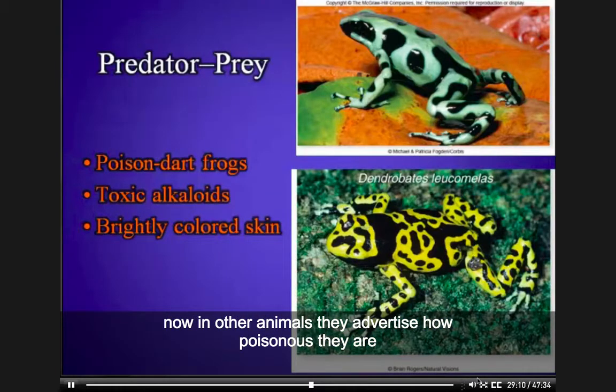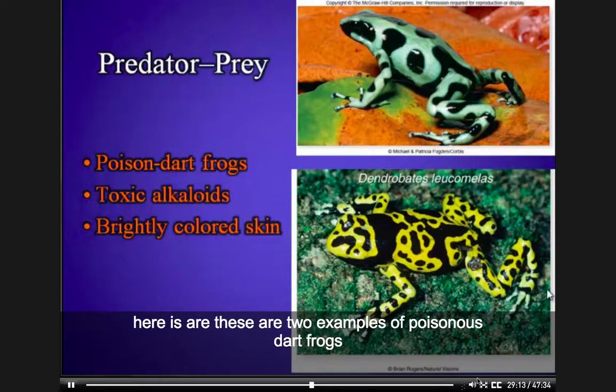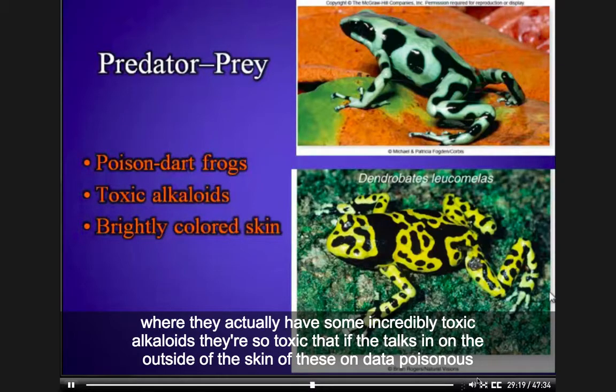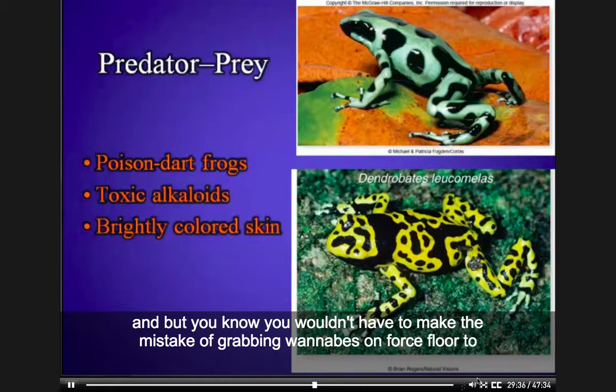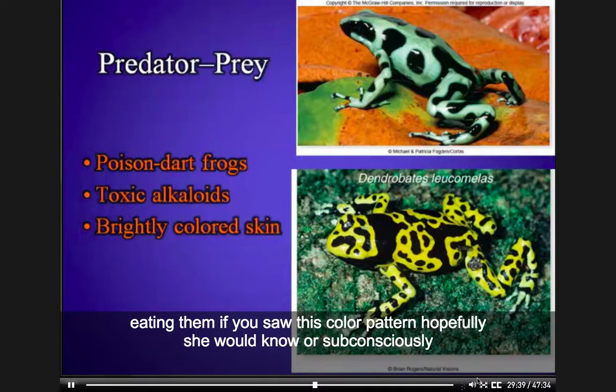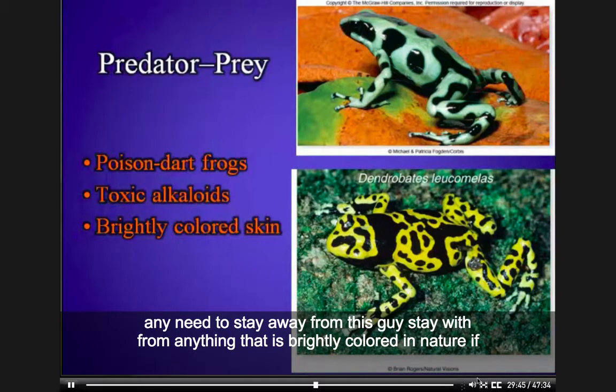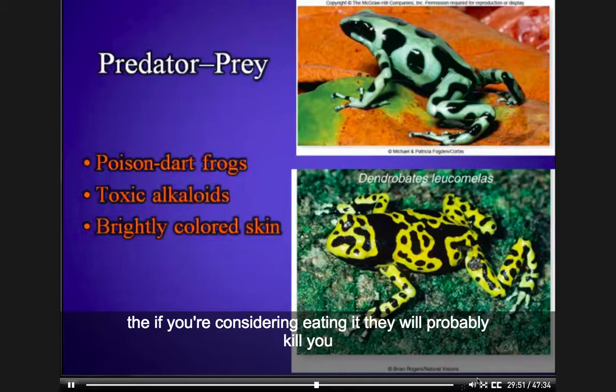Now, other animals advertise how poisonous they are. These are two examples of poisonous dart frogs, which have some incredibly toxic alkaloids. They are so toxic that if the toxin on the outside of the skin of these frogs were to accidentally get in your mouth, some of these species could actually kill you within a matter of 20 minutes. But you wouldn't have to make the mistake of grabbing one of these on a forest floor and eating it. If you saw this color pattern, hopefully you would know, or subconsciously, you need to stay away from this guy. Stay away from anything that is brightly colored in nature. If you're considering eating it, it will probably kill you.